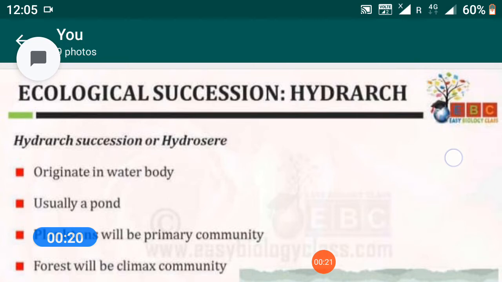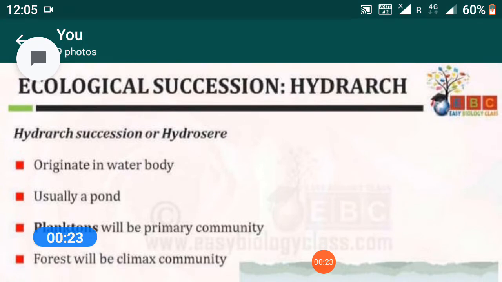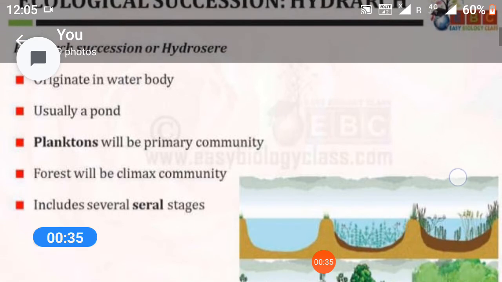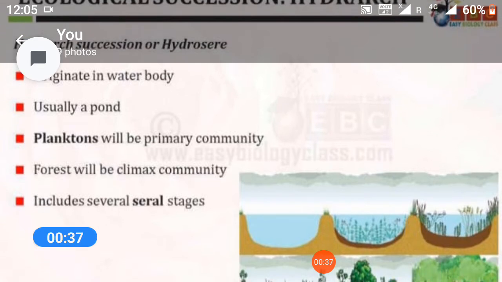We will discuss the topic Hydrosere Succession, or hydrarch ecological succession. Hydrarch succession or hydrosere originates in a water body, usually a pond. Plankton will be the primary community and forest will be the climax community. Plankton, zooplankton and phytoplankton. Mostly phytoplankton is the primary community, and forest is the climax community. It includes several serial stages.